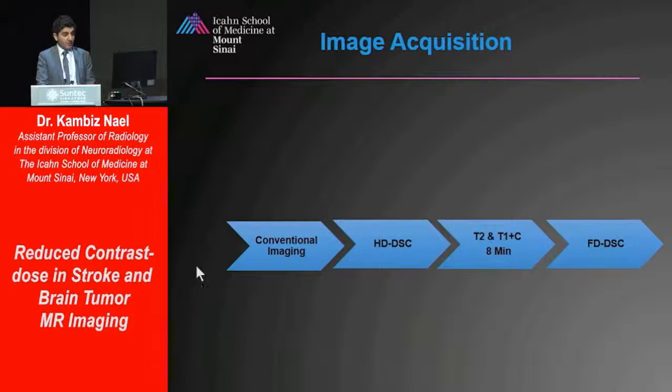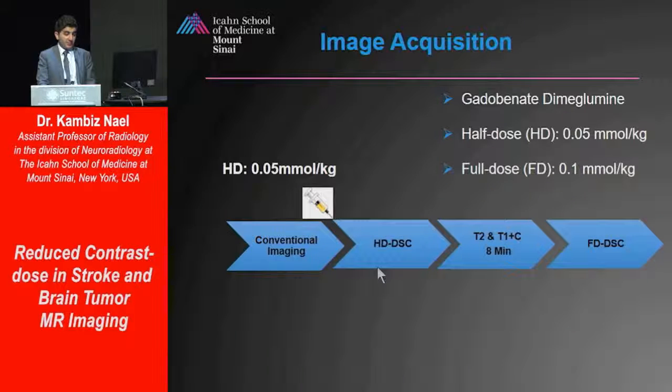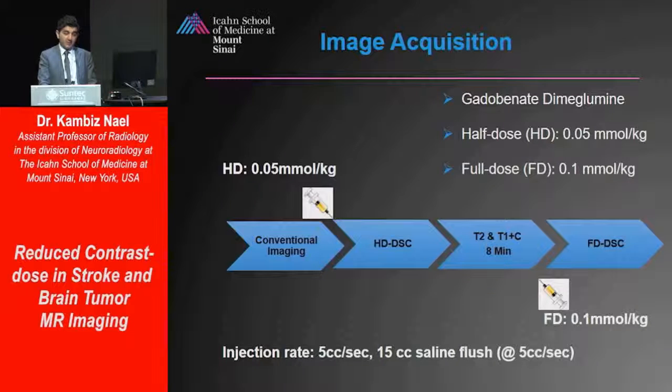In every patient, we performed conventional imaging initially, including T1, T2, FLAIR, and diffusion. And then we did a half-dose contrast DSC perfusion using 0.05 millimole per kilogram gadolinium. We had an 8-minute gap in which we performed our T2 and T1 post-contrast, and then we finished the acquisition by doing a full-dose contrast using 0.1 millimole per kilogram gadolinium. Injection protocol was identical. We used an injection rate of 5 cc per second, and we flushed each injection with 50 cc of saline.